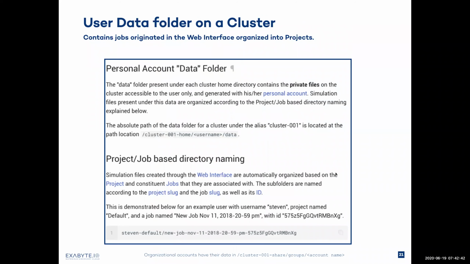The user data folder on the cluster has a specific naming convention, and it's based on the name of the project and the job and its ID in the database. So for example, when we have user Steven that has a project named default and the job named new job November 11, 2018, with a certain ID, all of this will contribute to the name of the job inside the data project. So it will have this structure, Steven-default, and then a slugified computer-friendly name of the job.